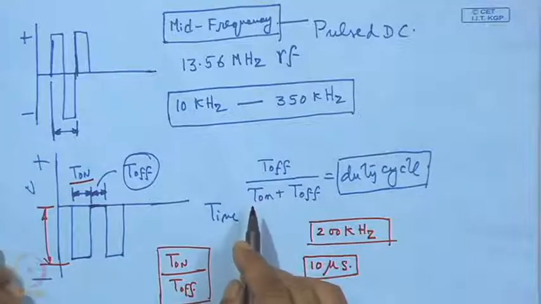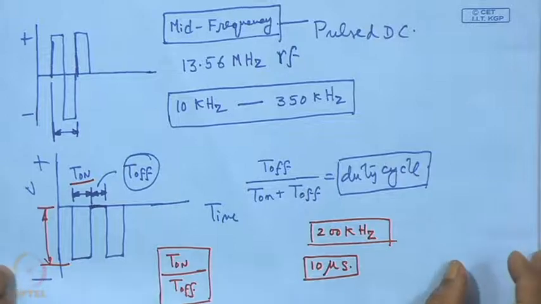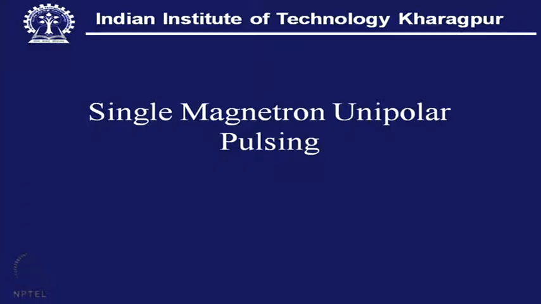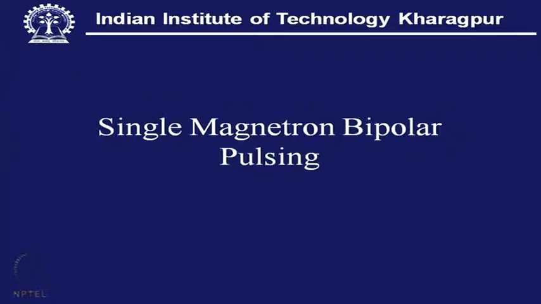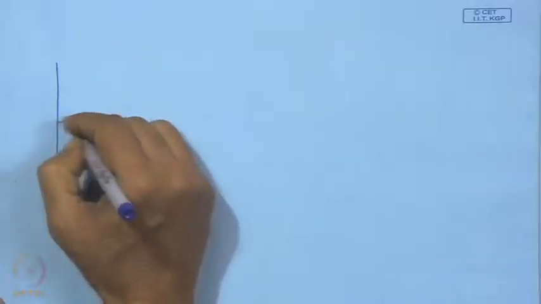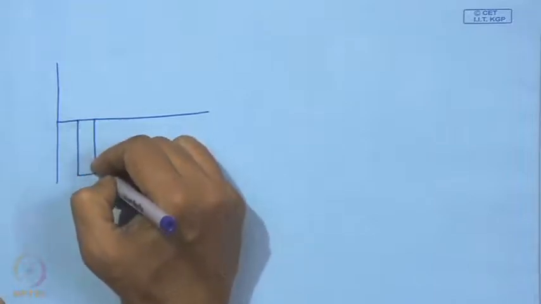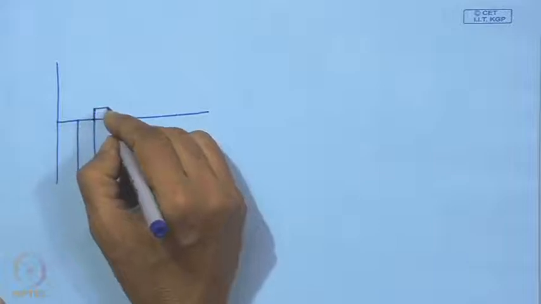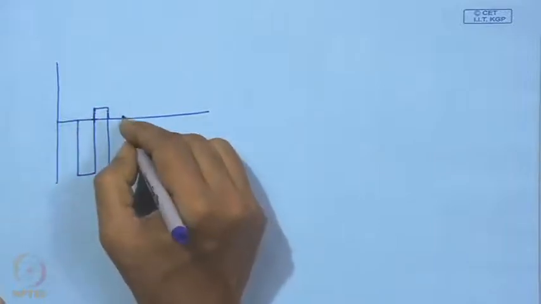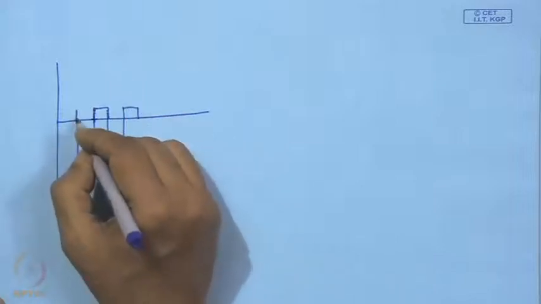Now, with this we can have other variations too. So, this is what we call a single magnetron, that means we have a single cathode, and on that this can be applied. Following that we have another one, single magnetron, but it is bipolar pulsing, single magnetron bipolar pulsing. So, here what we do, this is also single magnetron, but here we have a little bit of positive polarization, and the process repeats itself. It is something like this.